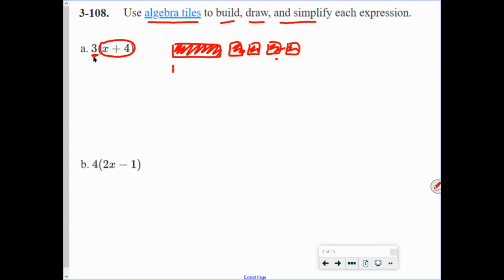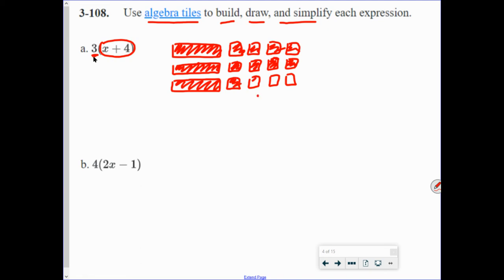So 3x, oh, there's x plus 4. Oh, I need 3 groups of it. So x plus 4, 2, 3, do this. And if you need to pause the video to do this, pause the video, okay? Take your time, do this well, make sure you understand. And there's 3x, 1, 2, 3, 4. So 3 groups of x plus 4. Awesome. There it is. 3 groups.